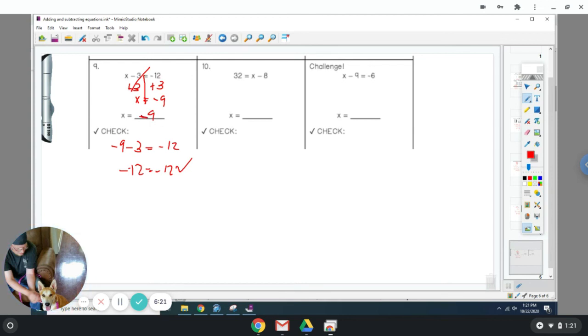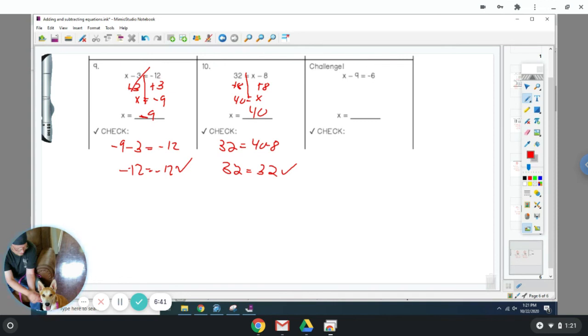So now you have 32 is equal to x minus 8. So you're going to add 8 to both sides. 32 plus 8 is 40. So you get 40 equals x. So you're going to plug that back in. So you get 32 is equal to 40 minus 8, which is 32. So it's true. Last one.